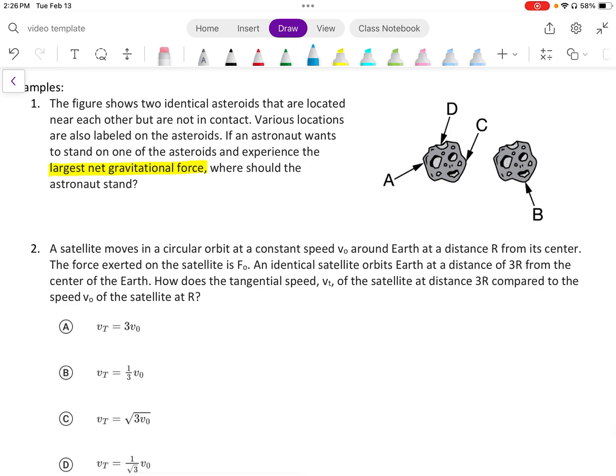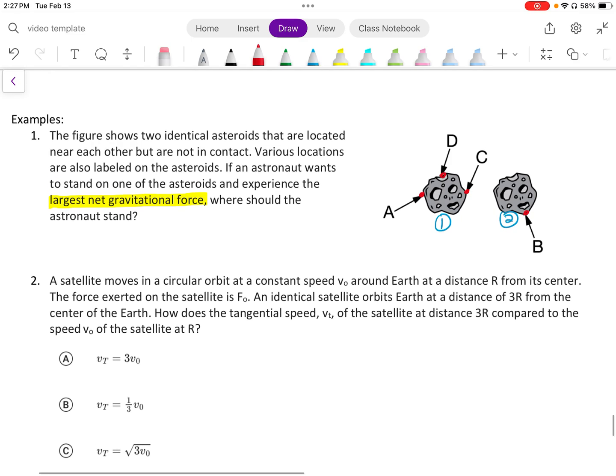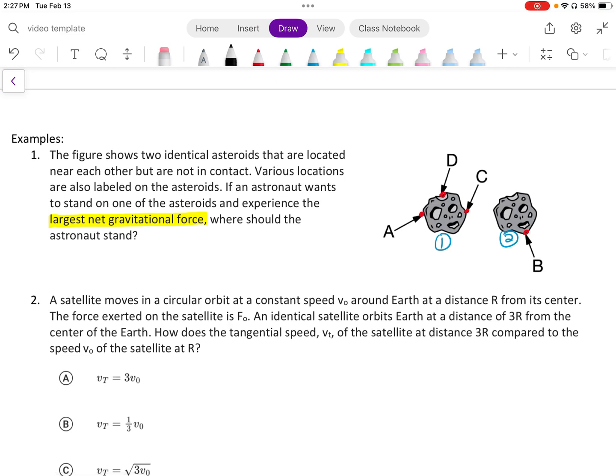I'm going to call this asteroid number 1, and this is asteroid number 2. And then I'm going to think about what would happen if I'm standing right here on A, or location B, or location C, or location D. So I'm going to look at each one of those locations, and I'm going to draw a free body diagram of the person standing at A, and I'm only going to look at the gravitational force that is being experienced by that person.